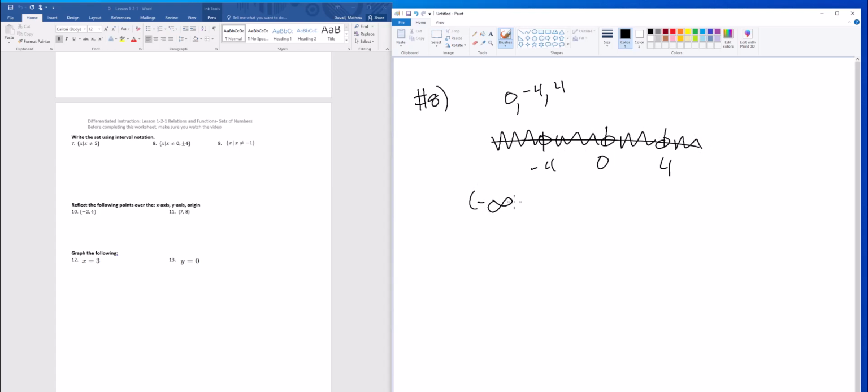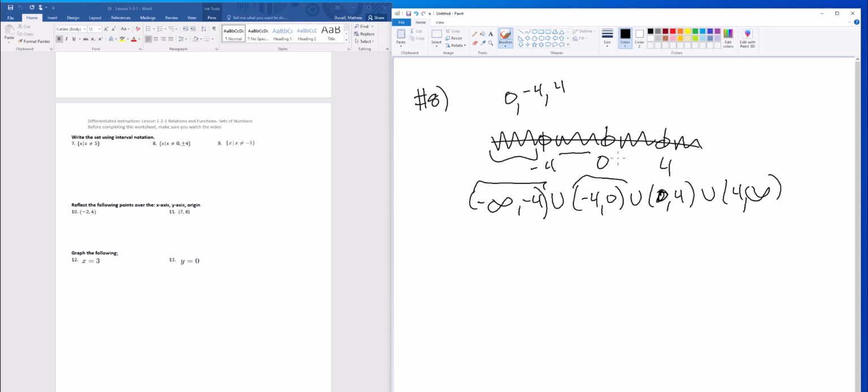So my answer is going to be, yeah, 0 to 4, and then union from 4 to infinity. So this interval is here, this interval is here, this interval is here, this interval is here.